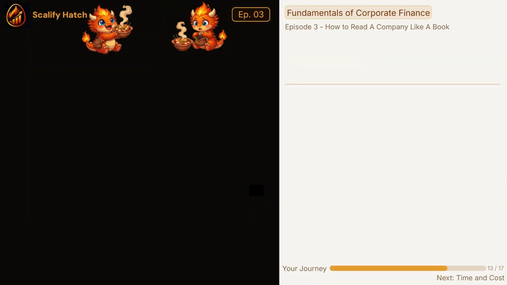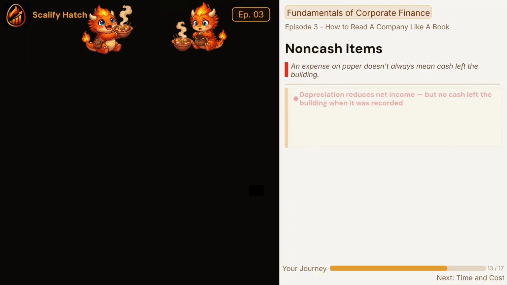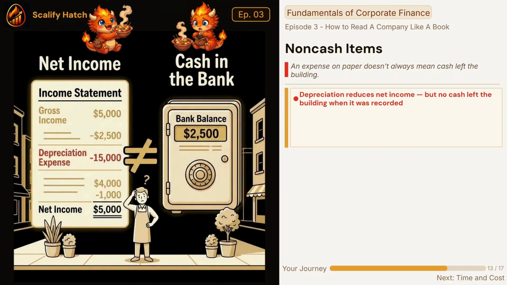The second thing to keep in mind is non-cash items. We have already seen the biggest example is depreciation. Depreciation shows up as an expense on the income statement. It reduces net income, but no cash left the building when it was recorded. The cash left on the day we bought the equipment. This is the fundamental reason why net income is not the same as cash flow. A business can report positive net income and still be running short on cash. Or it can report a paper loss but have strong cash flow, because large non-cash charges are dragging down the accounting number without touching the bank account.